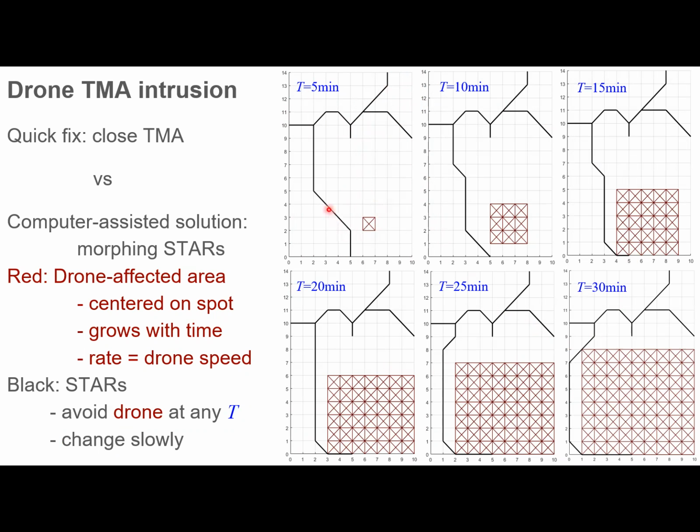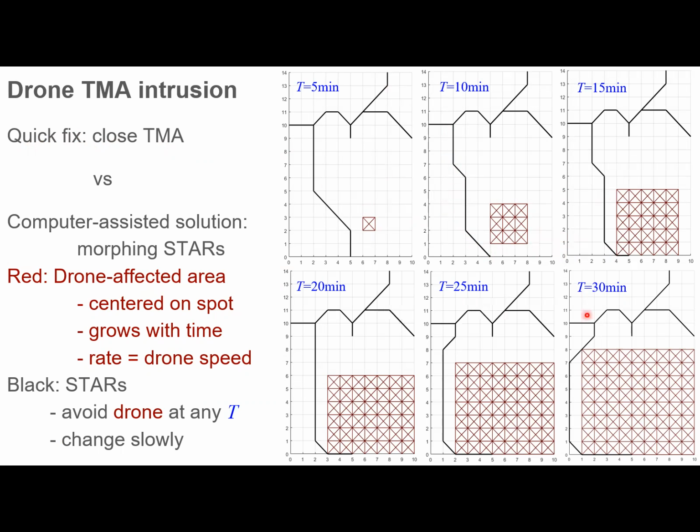Well, these black lines are the STARs, and maybe the aircraft are following their STARs nicely, not affected by the drones. So why would you worry? Well, you worry because you don't know where the drone is, and in 5 minutes the drone can be anywhere in this area. And if you have a good algorithm to modify your STAR so that it still avoids the drone affected area, then why don't you do that instead of closing the whole TMA?